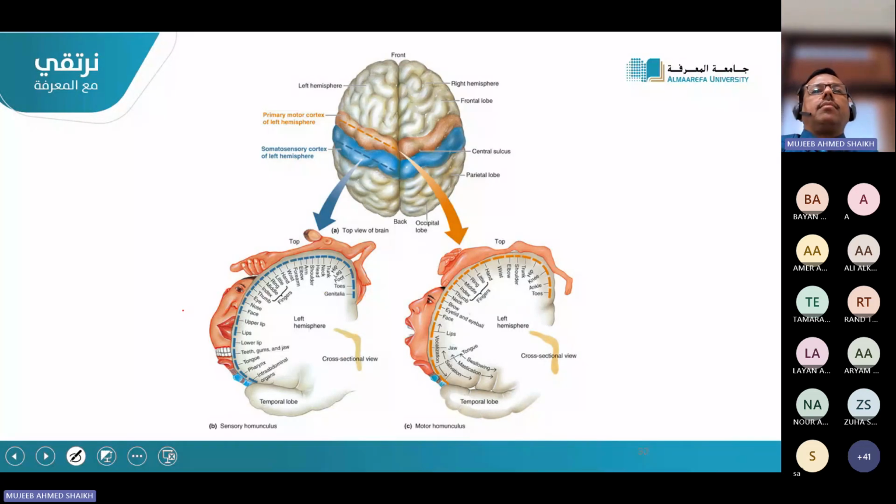If you combine them together, you will see that this is motor homunculus, this is sensory homunculus. Information from sensory cortex will be represented in this fashion, or motor activity of the different body parts is represented in the motor cortex. This is the front. So in the front, you will have motor activity. Behind the central sulcus, you will have sensory activities. Okay. Any question?